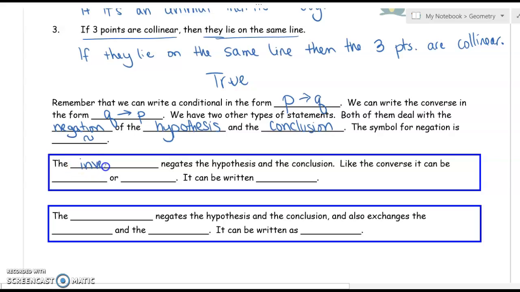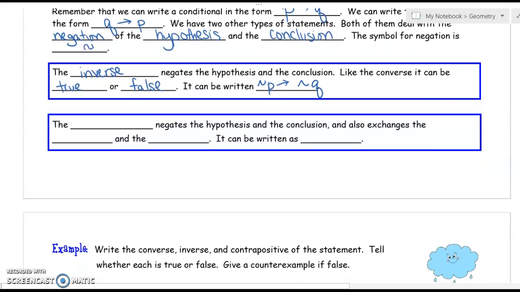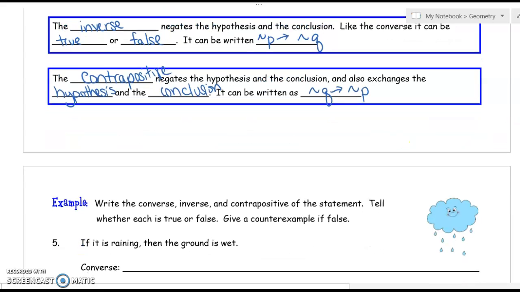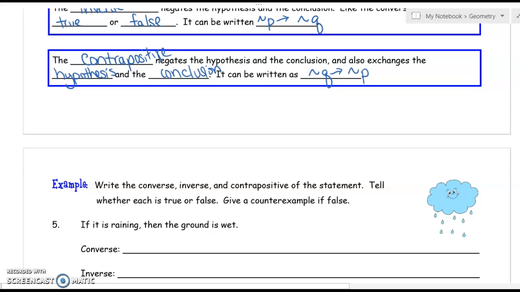The inverse is the first one we're going to learn. That negates the hypothesis and the conclusion. Like the converse, it can be true or false. It is written not P, not Q. So we're going to be negating stuff. And then the contrapositive is the other one. Contrapositive negates them both and also exchanges the hypothesis and the conclusion. So instead of P going first, it'll be not Q, not P. We're going to practice that on the next page.